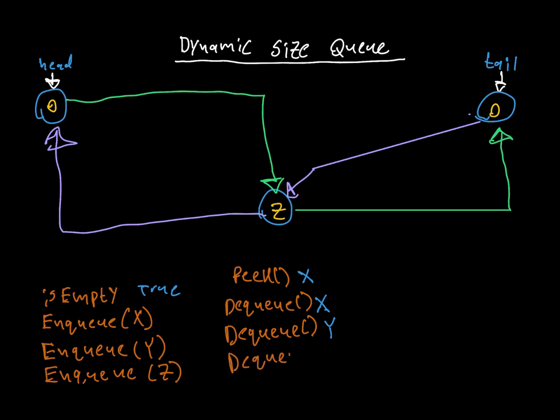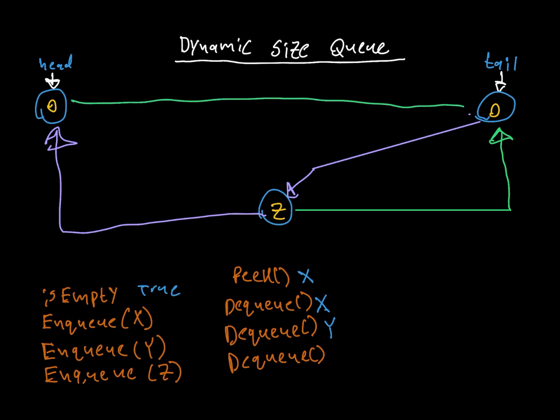dequeue, we go to head, it points to Z. The next node that it's pointing to is tail. So we want head to point to tail as its next. For Z, its next value is tail. Instead of having its previous point to Z, we want this node to point to head.